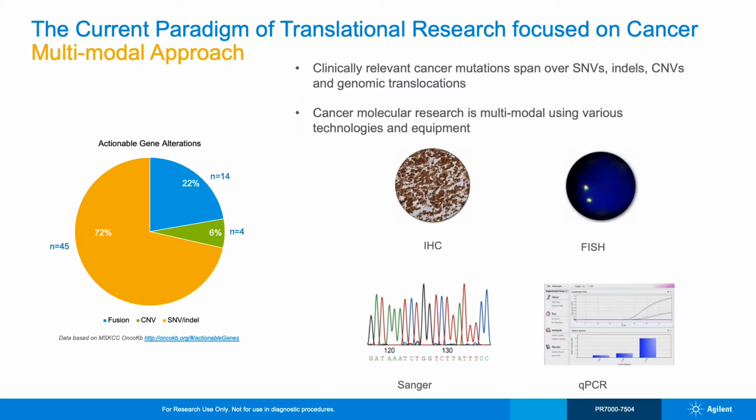Since genetic mutations in cancer span from a single base pair change to insertions and deletions, copy number changes and rearrangements, a multimodal approach for testing is implemented. One may examine a sample for immunohistochemistry and FISH on the cellular level using slides, and on a molecular level with sequencing and qPCR. Single base pair changes and small indels encompass almost 3/4 of all actionable gene alterations.